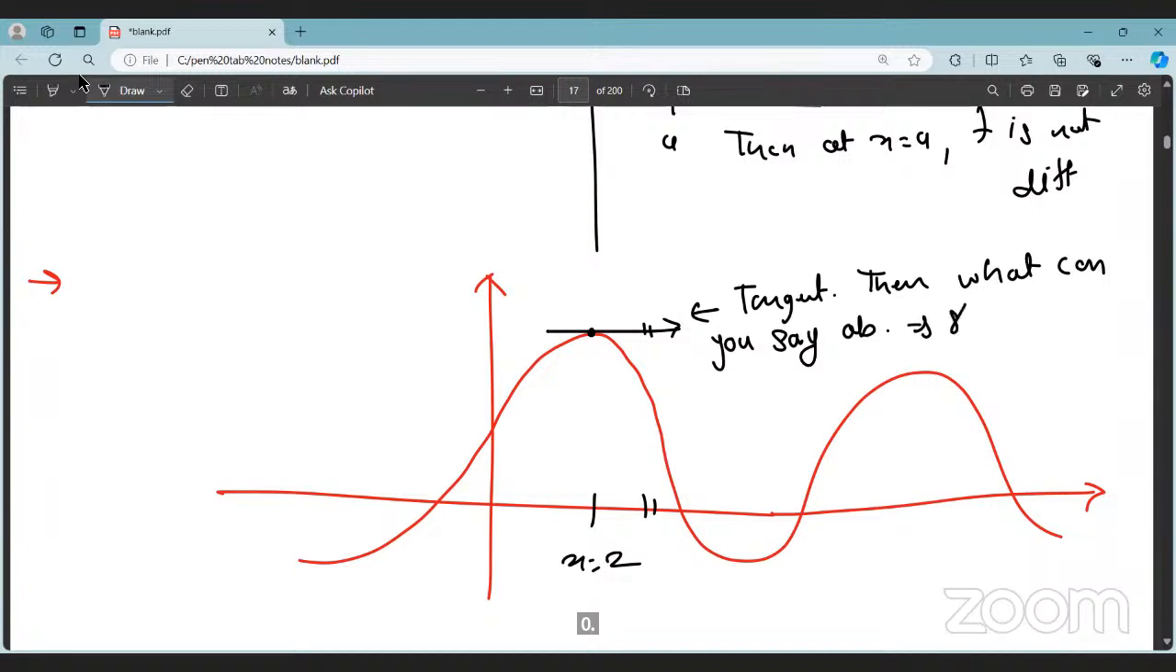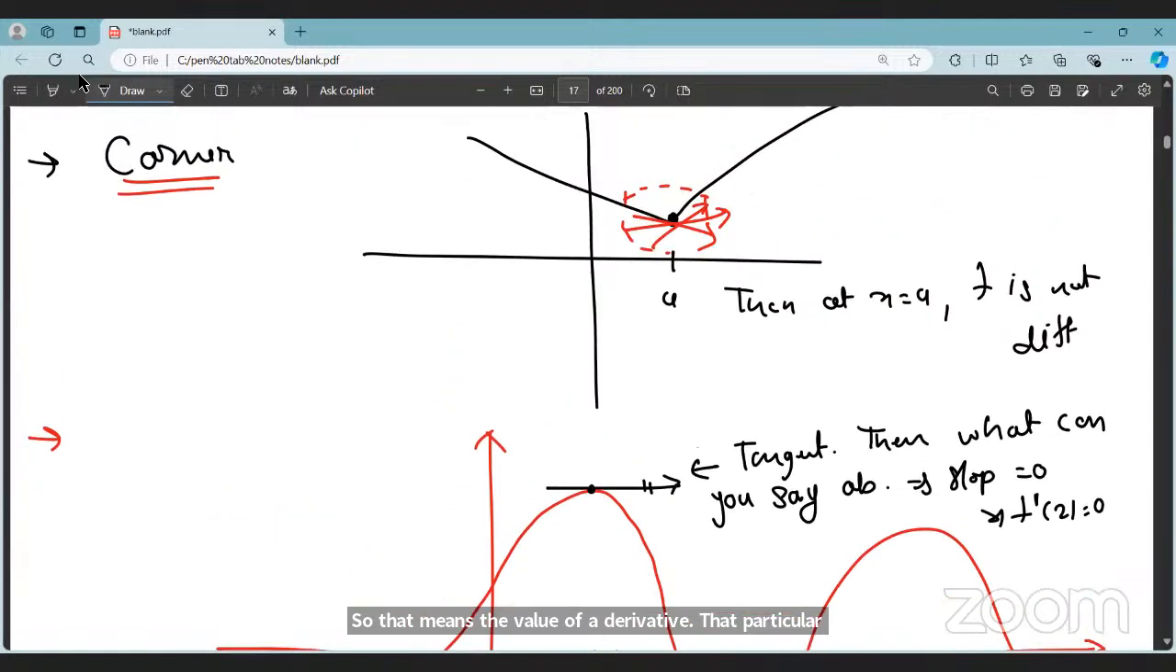So that means the slope is equal to 0. That means the value of the derivative at that particular point is 0. So these two points I want to make. Any other? Yeah, that's all.